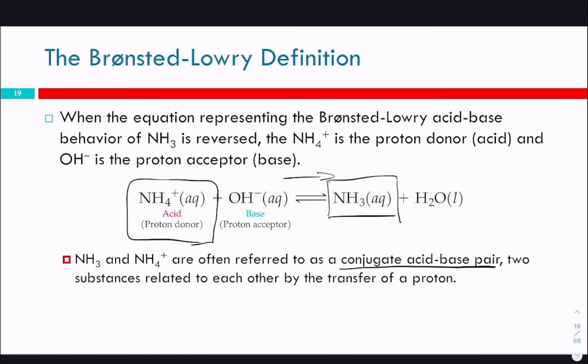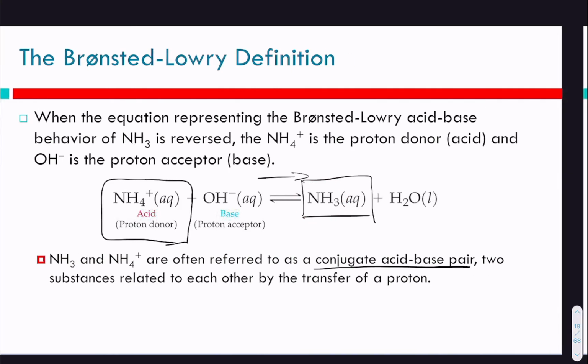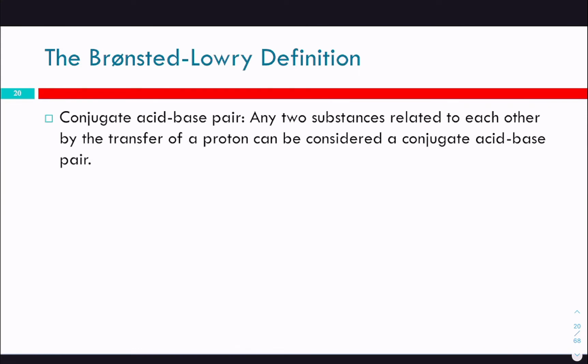So in one direction, it's the acid. The other direction, it's the base. And again, the whole definition is just if it's donating a proton or if it's accepting a proton, right? Because NH4 plus, when we go from our reactants to our products, has lost one hydrogen. And that's what makes it an acid. So any two substances, again, this idea of the conjugate acid-base pair, any two substances related to each other by the transfer of a proton can be considered a conjugate acid-base pair.